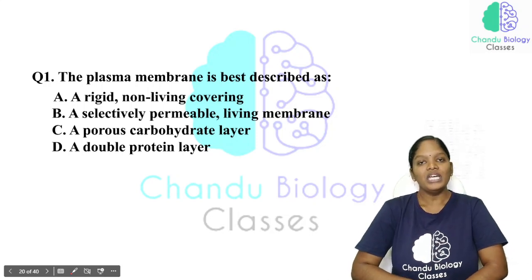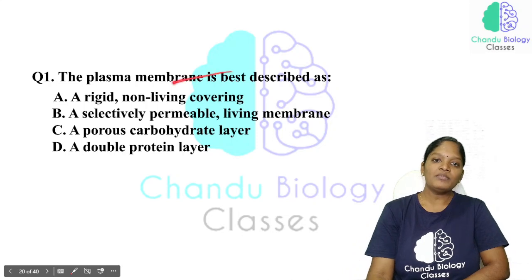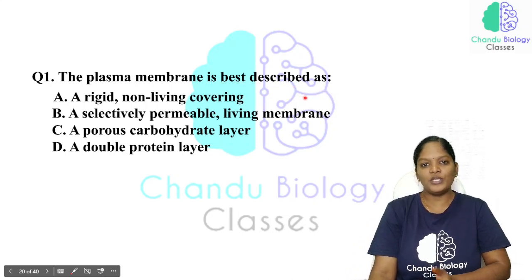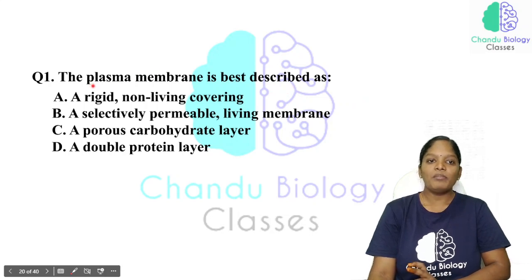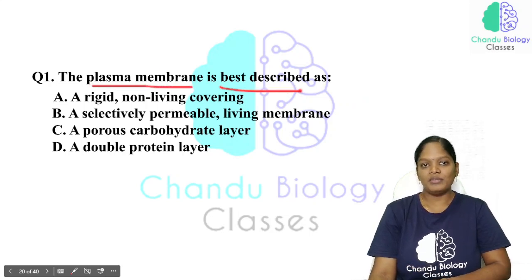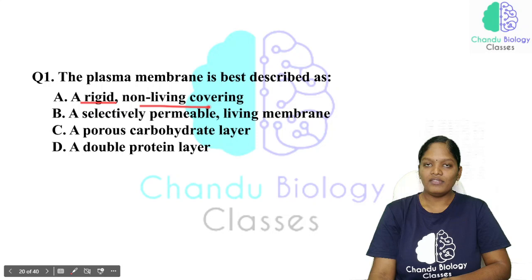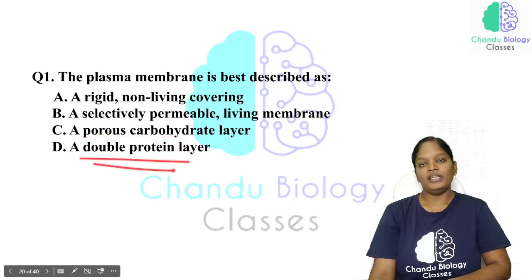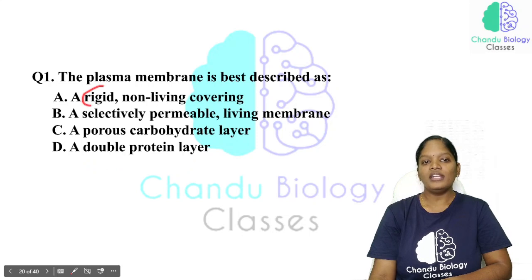Now comes the MCQs. The plasma membrane is best described as: take one minute or just pause the video and answer the question. The plasma membrane is best described as a rigid non-living covering, a selectively permeable living membrane, a porous carbohydrate layer, or a double protein layer. So first thing, it is not rigid.